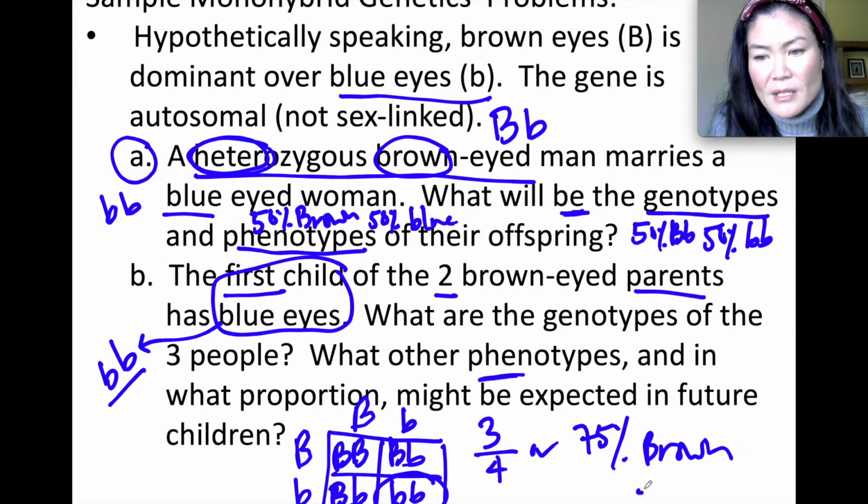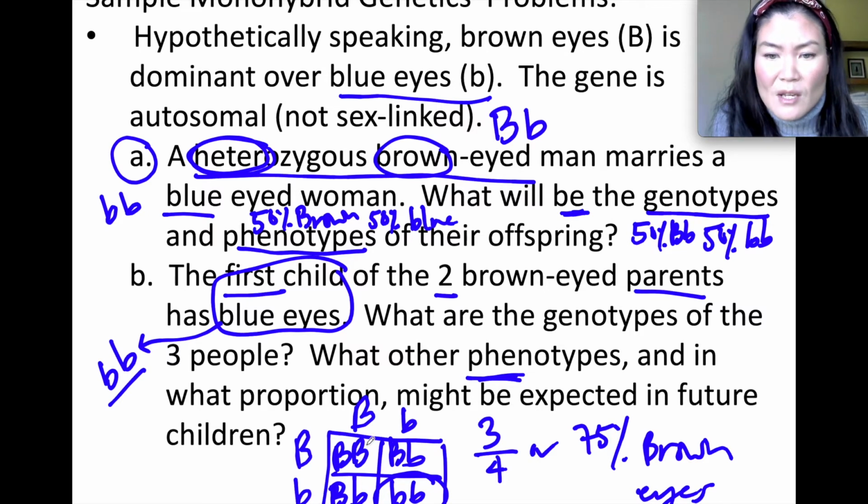Listen to how I was paying attention to the vocabulary. It was asking me about the phenotype. It didn't ask about the genotypes, because if it had, I would have to give a different answer: 1/4 big B big B, 2/4 or 1/2 big B little b, like that.